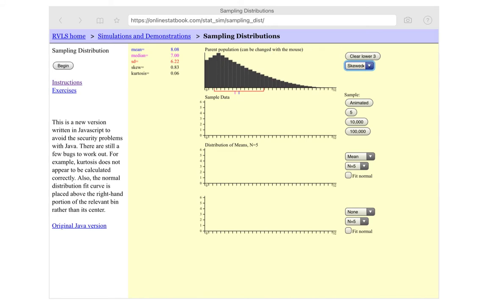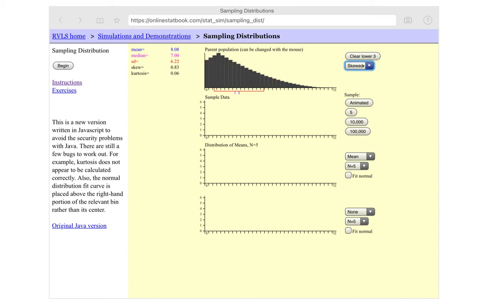Now I want to talk a little about sampling distributions themselves. First of all, what is a sampling distribution? Basically, it's a distribution where the observations in that distribution are statistics from a sample. And in this case, we're going to worry about the mean. So it's going to be the mean of a sample.